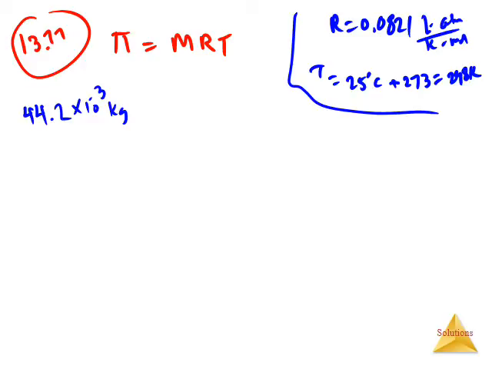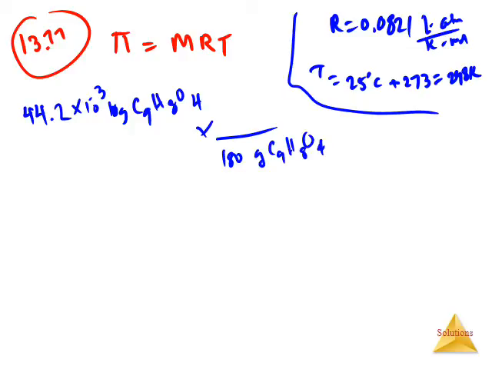I'm sorry, they gave you milligrams, so it's going to be gram. So 44.2 times 10 to the negative 3 gram of aspirin, and they gave you the formula C9H8O4. And you know how to go from gram to mole by looking at the periodic table and adding all the masses. I just added all the masses, which should be fairly easy: 180 gram C9H8O4, and that gives a mole.